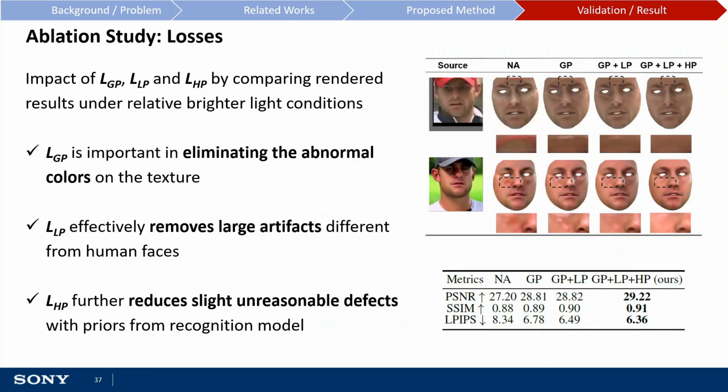Finally, I would like to report the results of several key ablation studies performed by the authors. This slide analyzes the impact of the proposed losses LGP, LLP, and LHP by comparing the rendered results under relatively brighter light conditions. As illustrated in the figure, it becomes evident that the inclusion of LGP loss plays a significant role in eliminating the abnormal colors on the texture, while LLP loss effectively removes large artifacts obviously different from human faces. LHP further reduces slight unreasonable defects with priors from a pre-trained recognition model. Quantitative comparisons also confirm that each proposed loss contributes to the final performance.